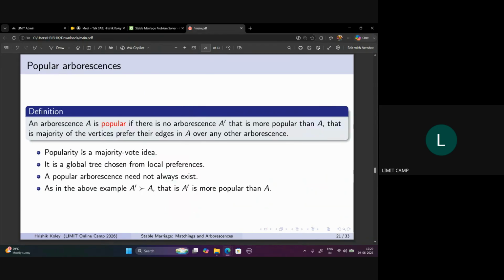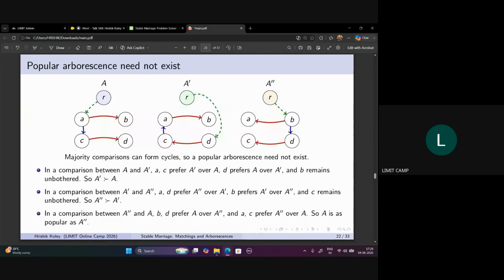So yeah, that's how you define popularity. You call an arborescence popular if there's no other arborescence that is more popular than it. Keep in mind this notation, which is used to mean that A dash is more popular than A. The thing is that in the case of stable marriages, stability was always ensured. But in the case of popular arborescence, a unique popular arborescence need not always exist.